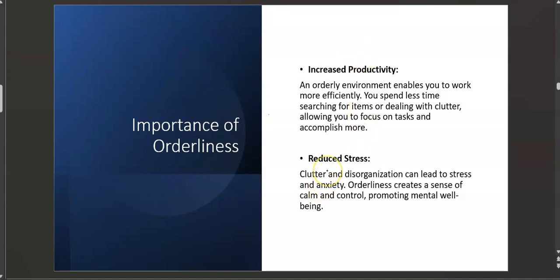Another way is reduce stress. So clutter and disorganization can lead to stress and anxiety. Orderliness creates a sense of calm and control, and promotes mental well-being.